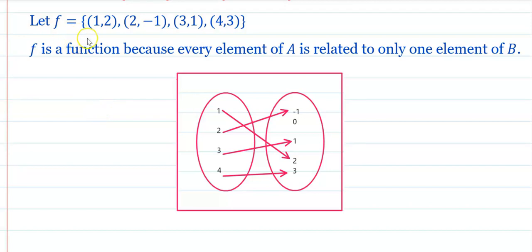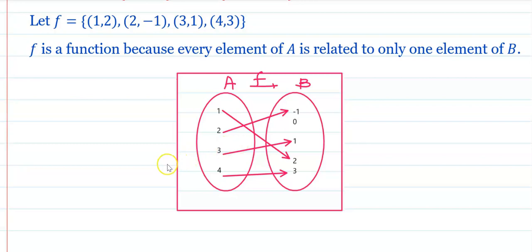Now the next. In this relation, f is equal to, in curly brackets, 1 is related to 2, 2 is related to minus 1, 3 is related to 1, the image of 3 is 1, and the image of 4 is 3. Here, from the set A, every element has an image in B and that image is unique, and therefore this relation between A and B is a function. f is a function because every element of A is related to only one element of B.